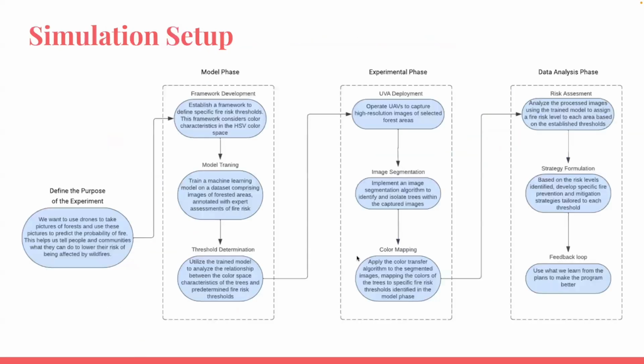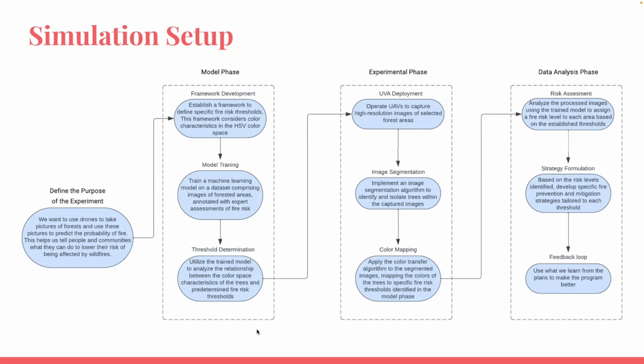The next part is our simulation setup. The first step is to define the purpose of the experiment. After that, we do the model phase part. The first thing is the framework development. After that, we train the model based on the imagery and our labeled images. Then we move to the threshold determination and the experimental phase.